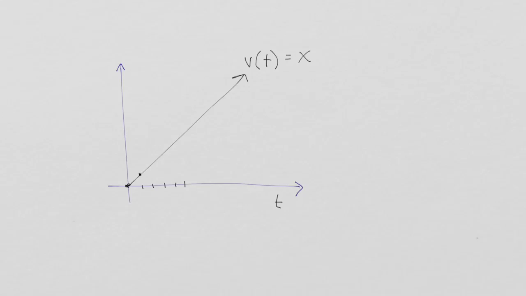At time 2, I have a velocity of 2. At time 3, I have a velocity of 3. So this thing is speeding up at a constant rate: 1 mile an hour, 2 miles an hour, 3 miles an hour, 4 miles an hour, 5 miles an hour, etc. It's increasing at a linear rate.